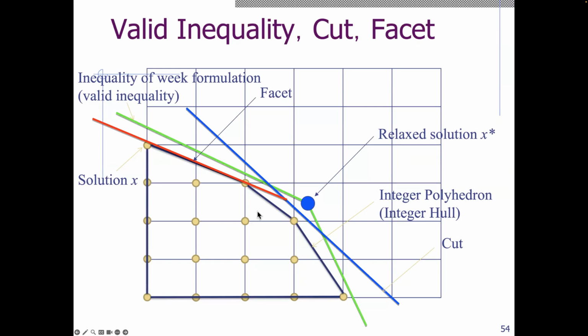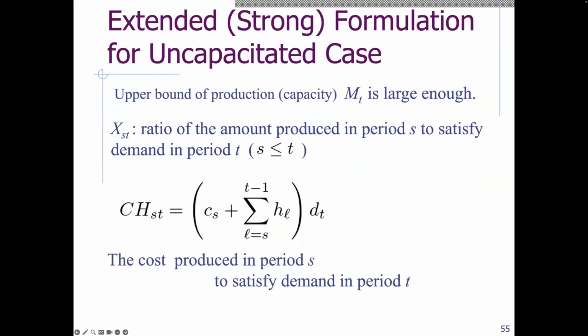Next we consider an extended formulation that uses an additional set of variables. I'll show you this extended formulation gives the integer polyhedron for the uncapacitated lot sizing model, i.e., the capacity M is a large number. A new variable, x_{st}, denotes the ratio of the amount produced in period s to satisfy the demand in period t. Also define a parameter c^h_{st}, that is the cost incurred when we produce in period s to satisfy the demand in period t, that includes the variable production and inventory holding costs from s to t.